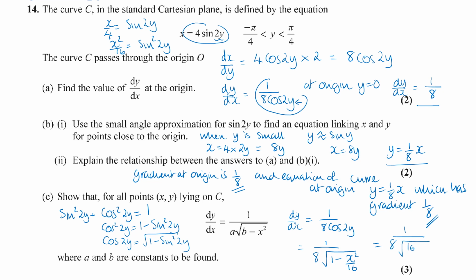square root of 16 minus x squared all over 16, which is 1 over 8, 16 minus x squared all over 4, and then that 4 can cancel with that 8 and give us 1 over 2 (16 minus x squared). So our A is 2 and our B is 16.